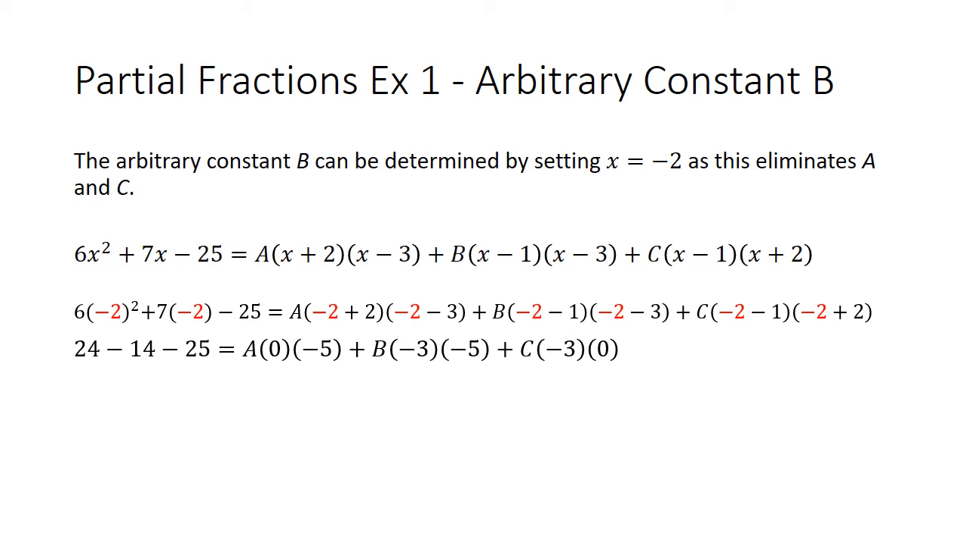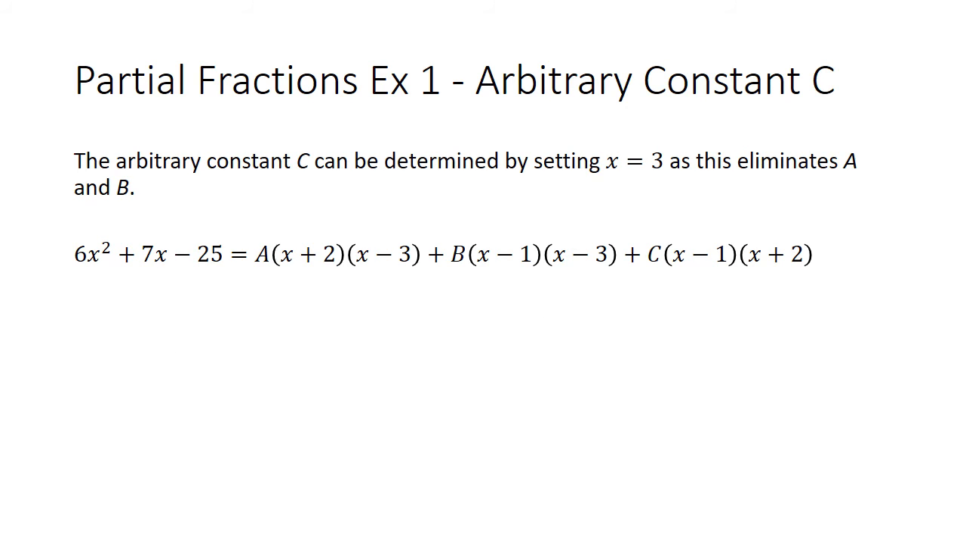So you can see here that A and C will be eliminated because they're both multiplied by 0. If we work out the value on the left-hand side here, that will evaluate to minus 15, and minus 3 times minus 5 will give us plus 15 times B. So to work out B, we divide across by 15, and that tells us that B is equal to minus 1.